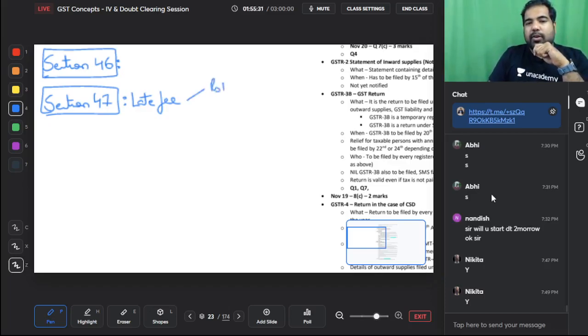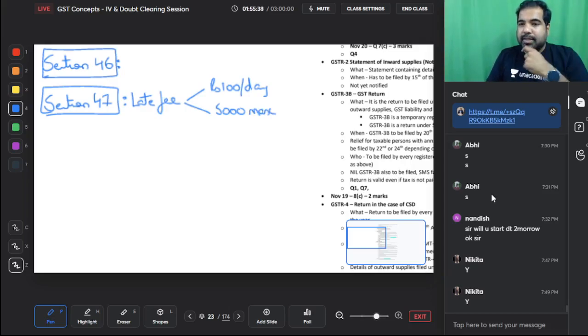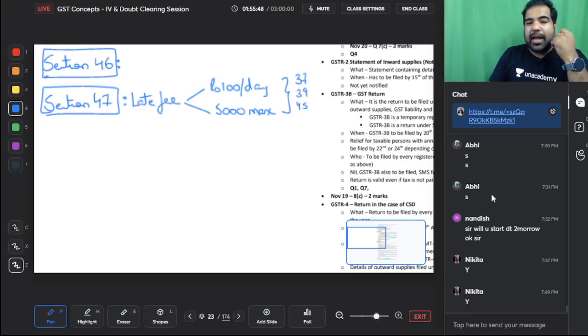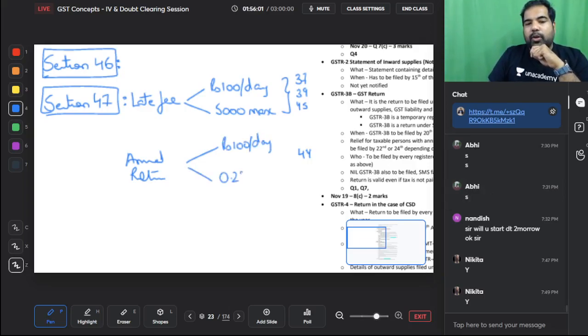Late fee is rupees 100 per day or maximum 5,000. So if the delay is 60 days, will you pay 6,000? No, you will pay maximum 5,000. This is for all returns, under sections 37, 39, 40, etc. But if it's the annual return, then the late fee is slightly different. The annual return late fee is rupees 100 per day, or 0.25% of your turnover. That is the annual return late fee. So this is the late fee under section 47.